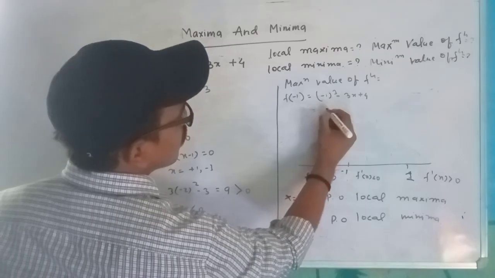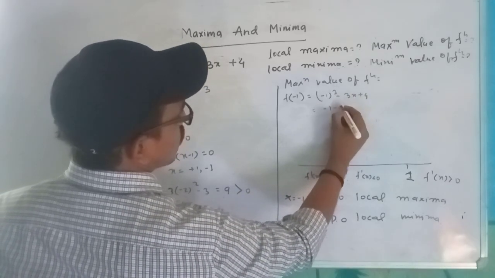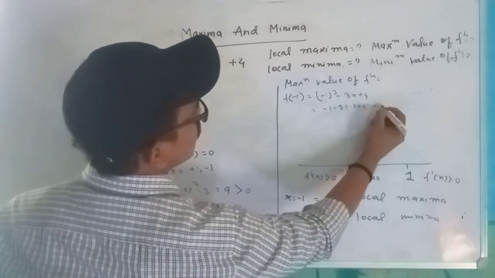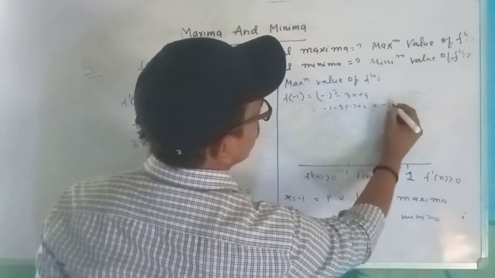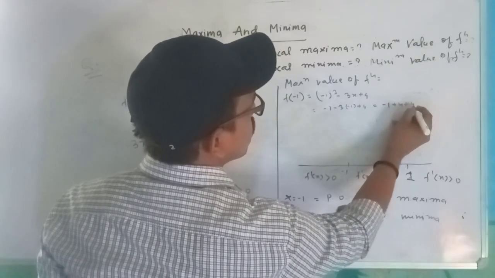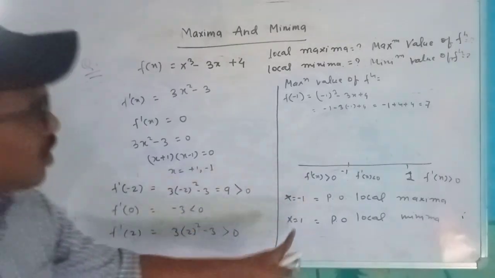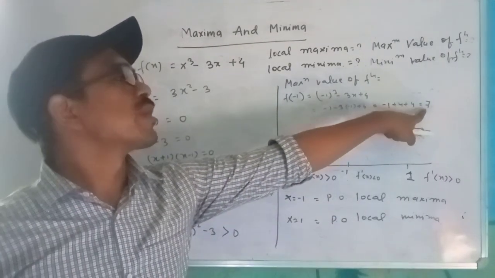So the maximum value of the function will be f of minus 1, so it becomes minus 1 cubed minus 3 times minus 1 plus 4, that is minus 1 plus 3 plus 4. So the local maximum value of the function at x is equal to minus 1 is 6.